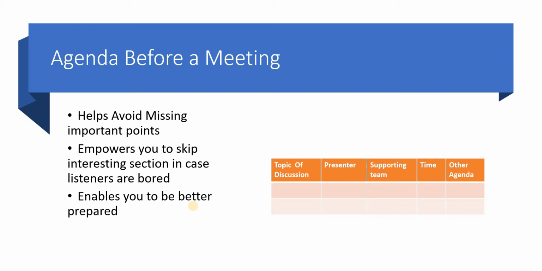So basically it should cover what is the topic of discussion, who will be presenting, who will be the supporting team to the presenter, and how much time they'll take. This will help you, especially if you are organizing the meeting, to avoid missing the important points and will also enable you to skip some of the sections that you think are not so relevant.